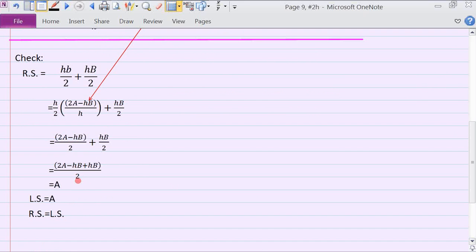This is over 2. So I collect all these terms because they're both over 2. I get 2a minus hb right here. This is the minus hb. This becomes the minus hb. This becomes this minus hb. And this term becomes this term. So the hb's cancel here. This minus hb and plus hb becomes 0. I have 2a over 2, and that becomes a.